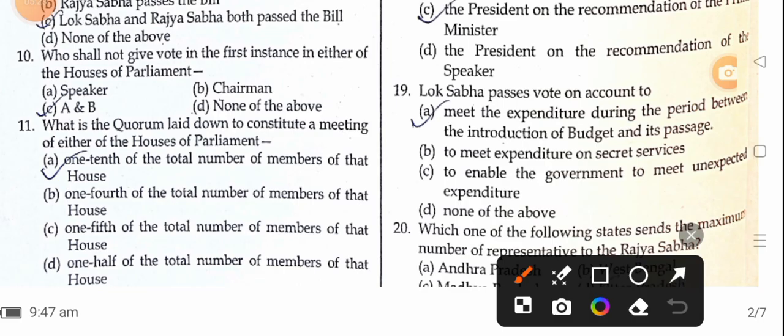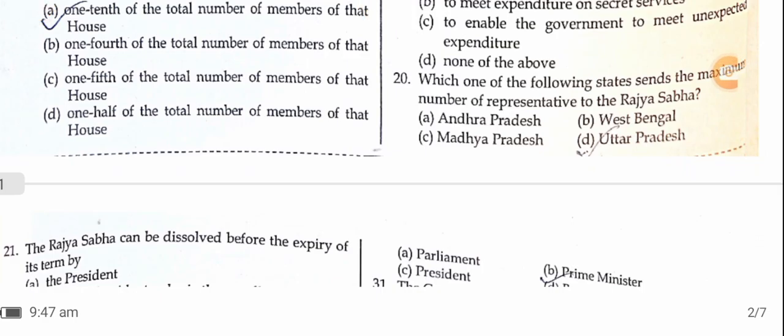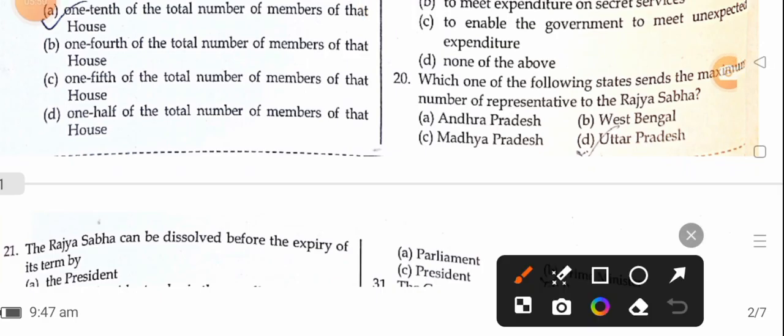Lok Sabha passes vote on account to meet the expenditure during the period between the introduction of the budget and its passage. Option A is the right answer. Which one of the following states sends the maximum number of representatives to the Rajya Sabha? Uttar Pradesh.